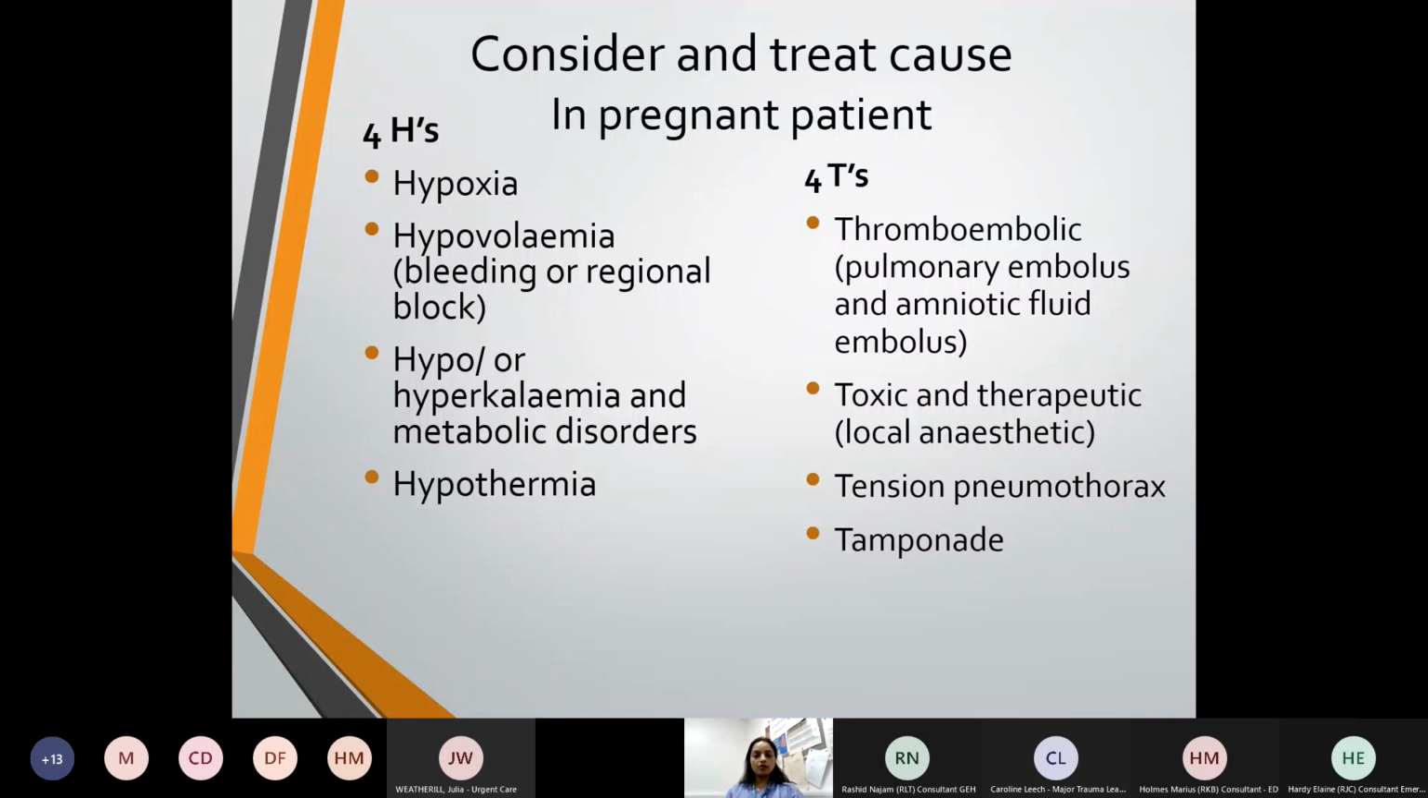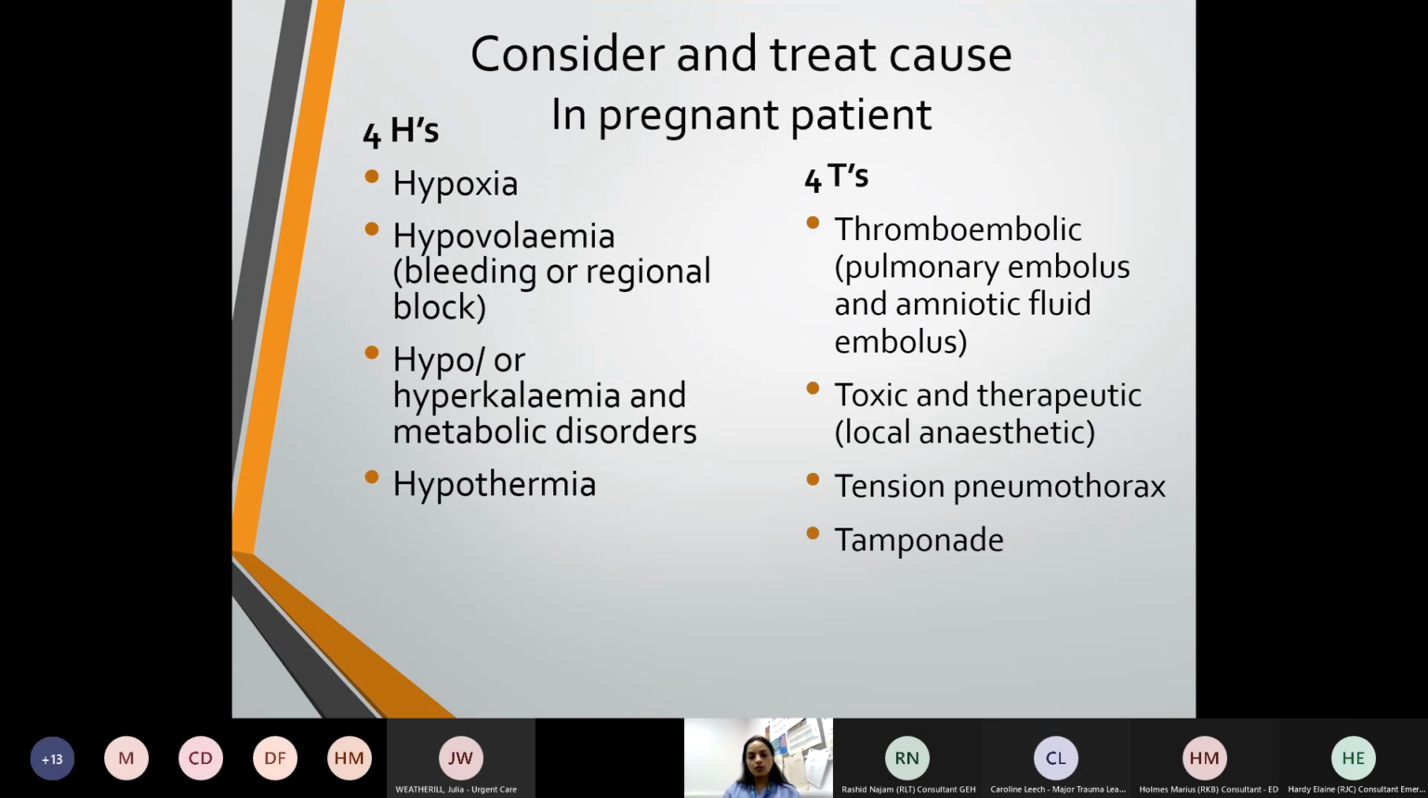So in general, we talk about 4 H's and 4 T's when we are dealing with pregnant mothers who may have had trauma. For this instance, the 4 H's: we talk about hypoxia, hypovolemia. As I said, it can be quite concealed sometimes and can be difficult to pick up. These metabolic disorders may not be relevant when you are talking about trauma patients, but maybe later on once you have stabilized the mother. And then hypothermia, obviously, that is extremely relevant right at the start.